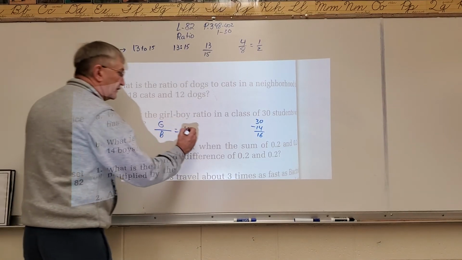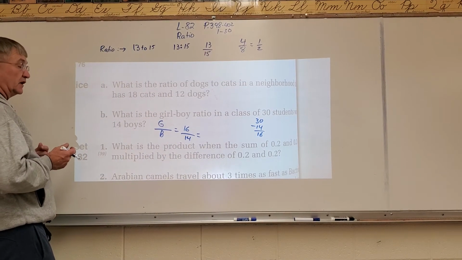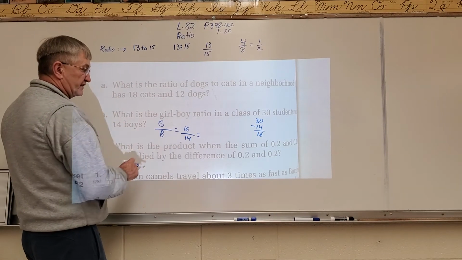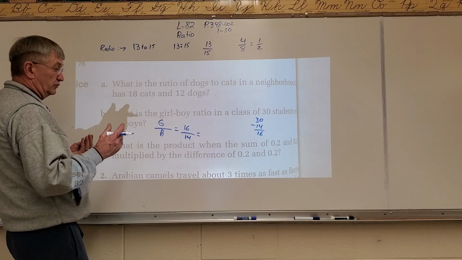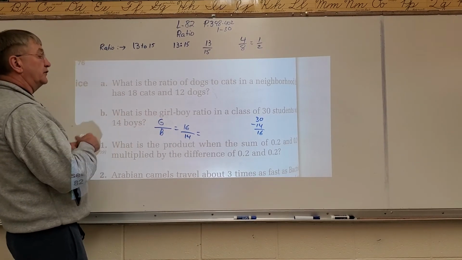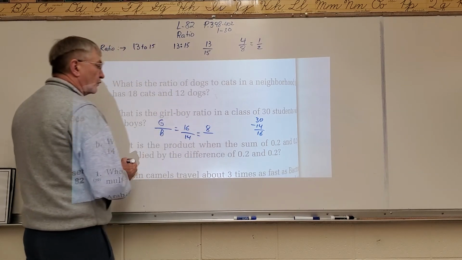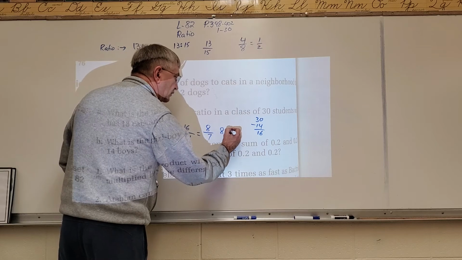Reduce it down. But notice, I'm not going to change it to an improper fraction, or excuse me, change it to a mixed fraction, not improper. I'm going to reduce it down. So I find a common number. I'll use 2. 2 will go into 16 8 times. 2 will go into 14 7 times. 8 to 7 or 8 colon 7.